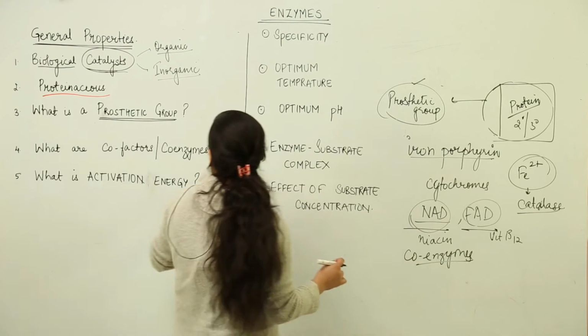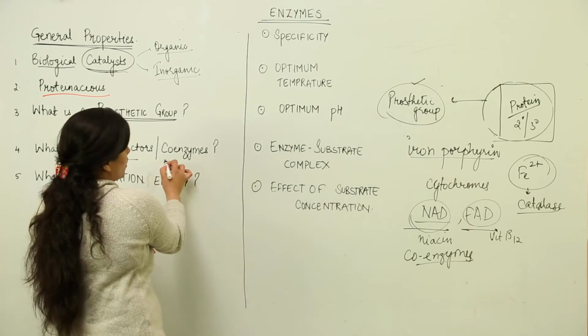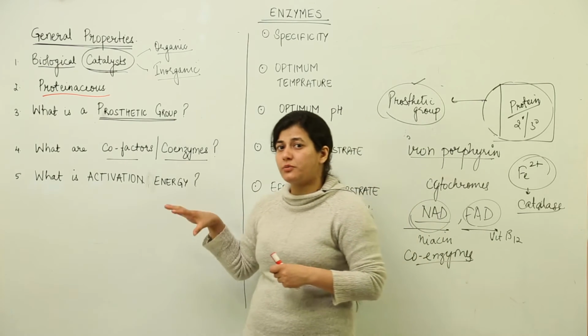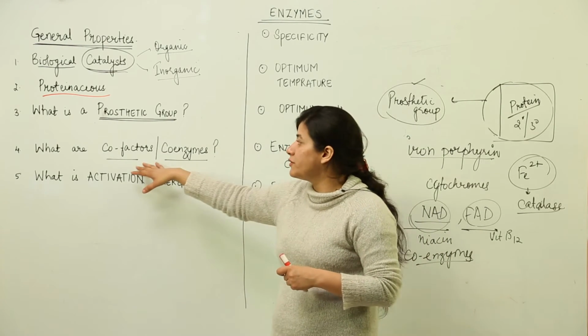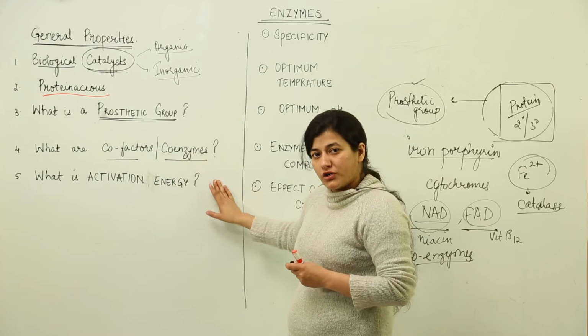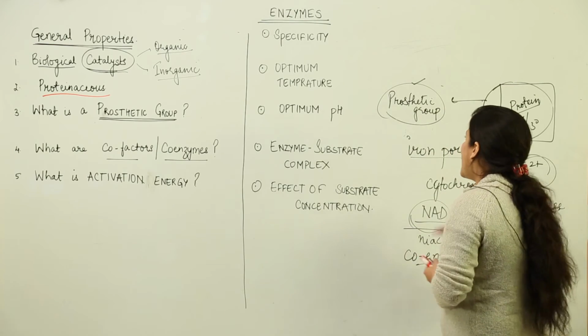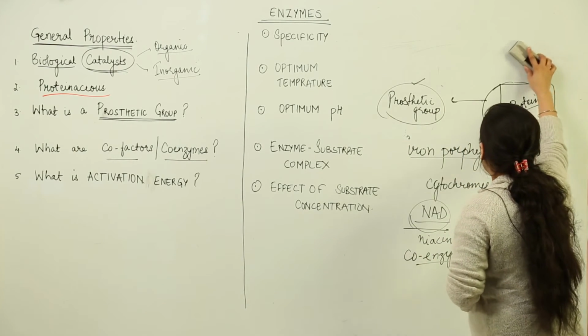Okay, so we come across the terms cofactors and coenzymes. What are cofactors and coenzymes? Those organic compounds which would come and join with the proteinaceous part of the enzyme would be known as a cofactor or the coenzyme. Now let's come to the mechanism of action. How does an enzyme enable the catalysis?